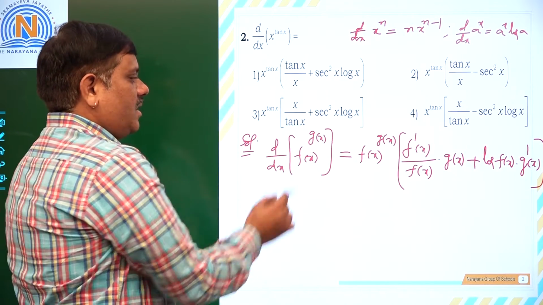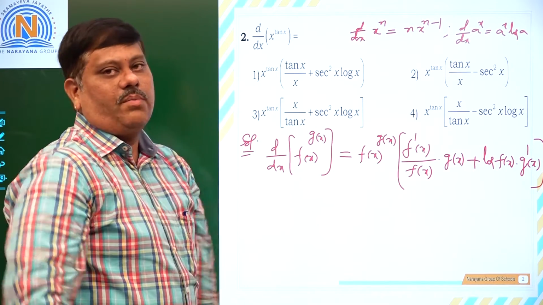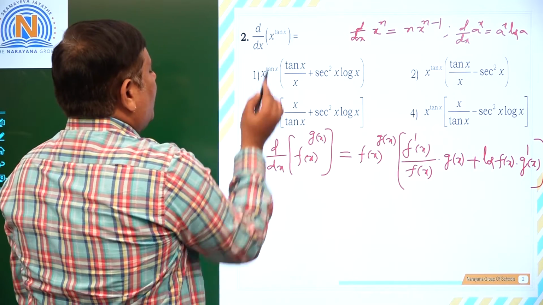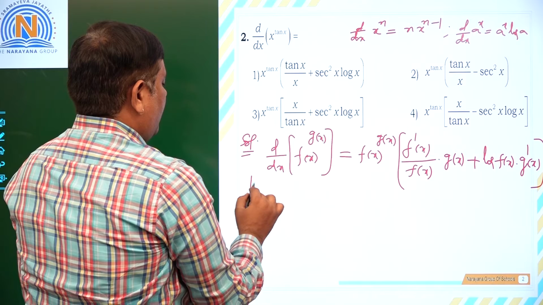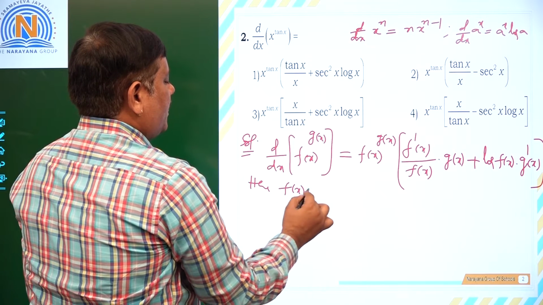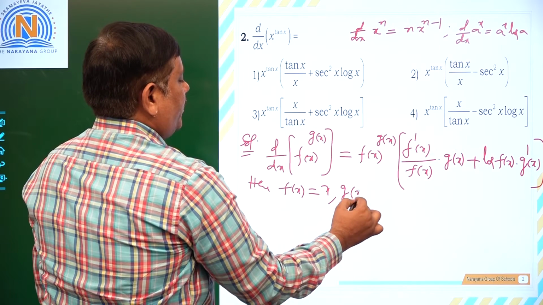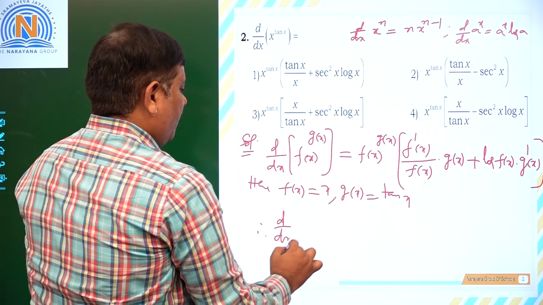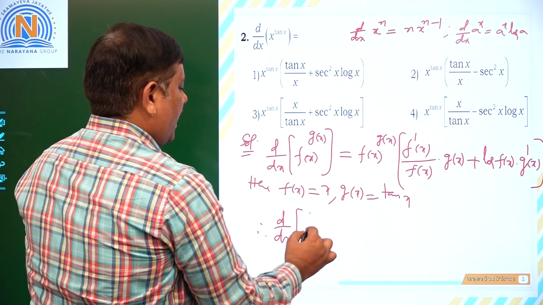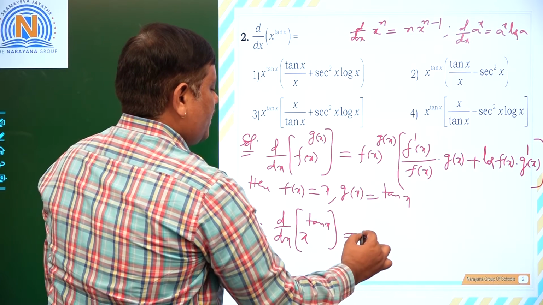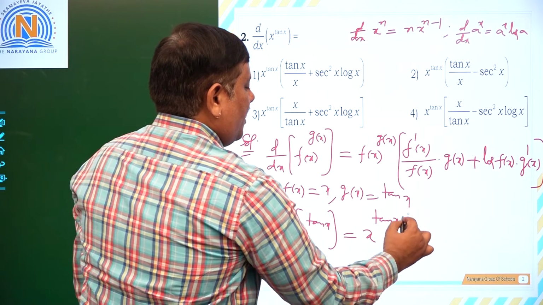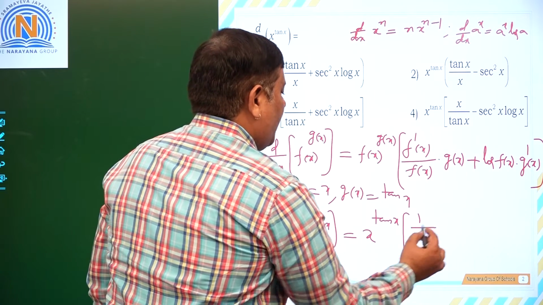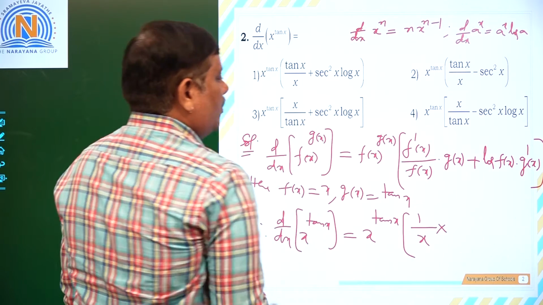f of x is a base function, g of x is a function in the power position, that is exponential position. So this is what we have to use. Therefore here f of x is x and g of x is tan x. Therefore dy dx of x power tan x is equal to x power tan x into f dash of x. F of x is x, its derivative is 1, by f of x, which is of course x, into g of x.